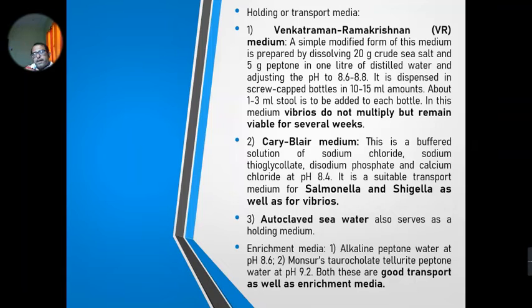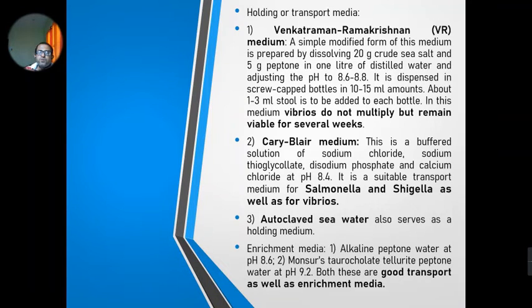Now other mediums are available for the enrichment of this bacteria. The first medium for the enrichment purpose is the alkaline peptone water, which has a pH of 8.6. So this is the first enrichment medium. In this we can grow this bacteria before isolation. We can enrich them in this medium.